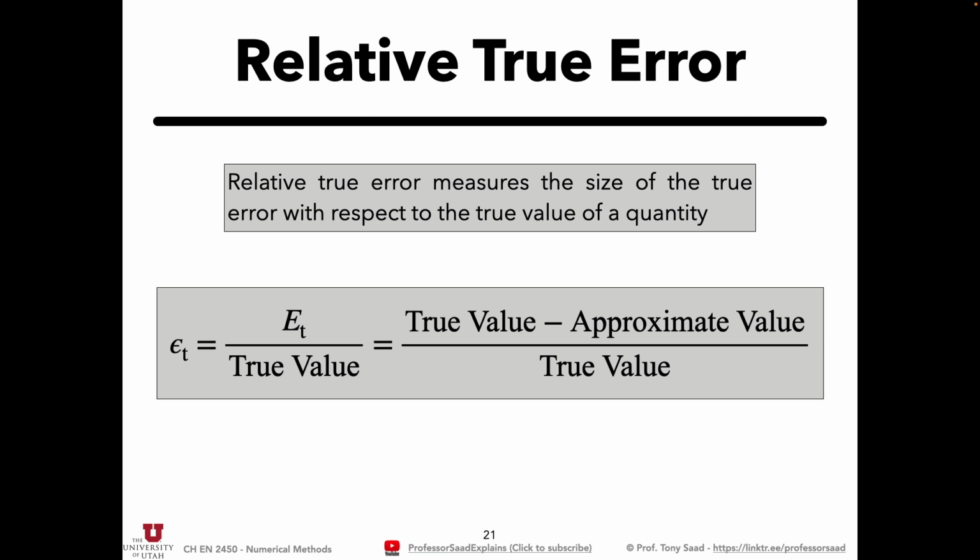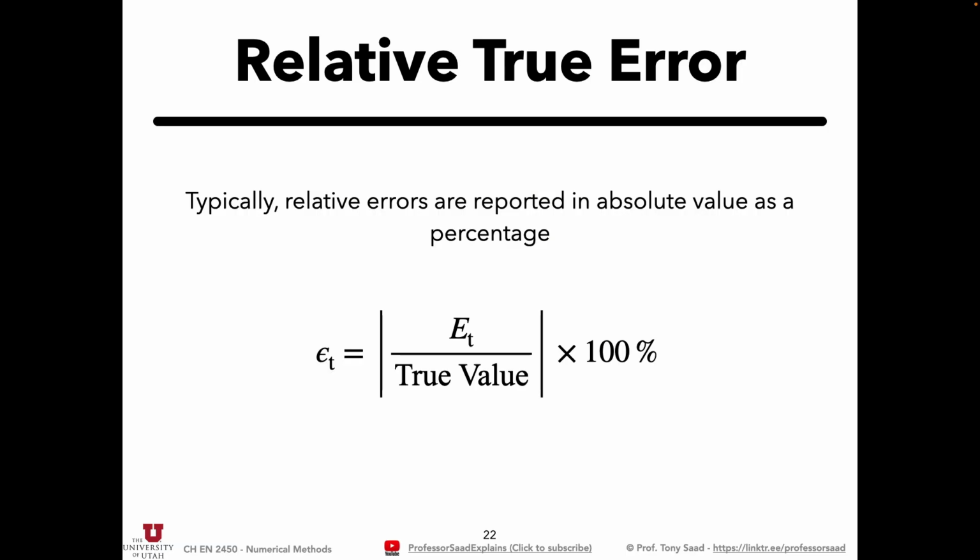So capital E is the true error. Epsilon is the relative error. T corresponds to the true value. We say this is the true error, essentially. So true value minus approximate value divided by the true value now gives you a sense of how big or good or bad the error is.